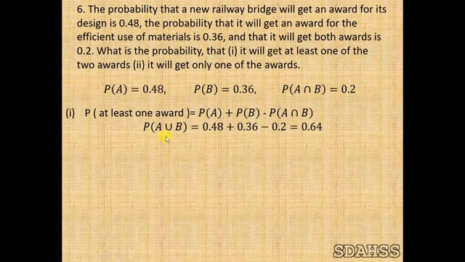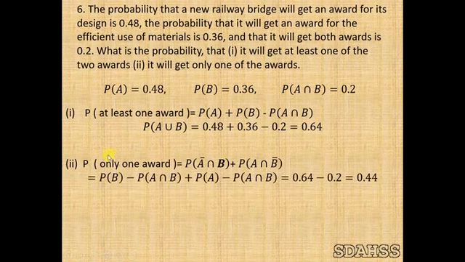This means that we want to find P of A union B. P of A union B is P of A plus P of B minus P of A intersection B. Substitute the value. So you have 0.48 plus 0.36 minus 0.2. After simplification, you will get 0.64.